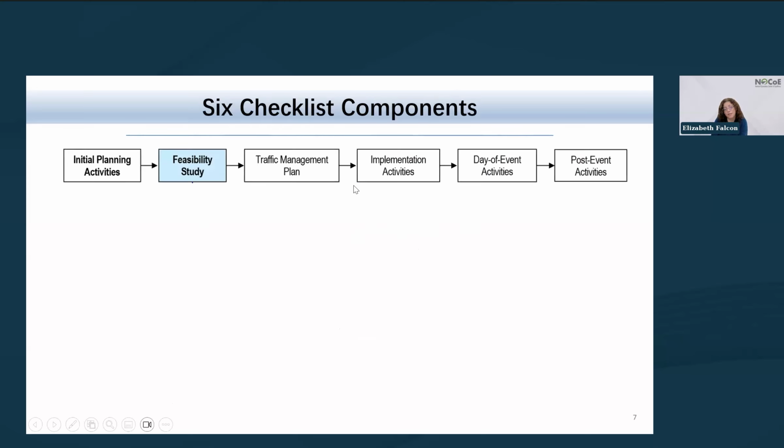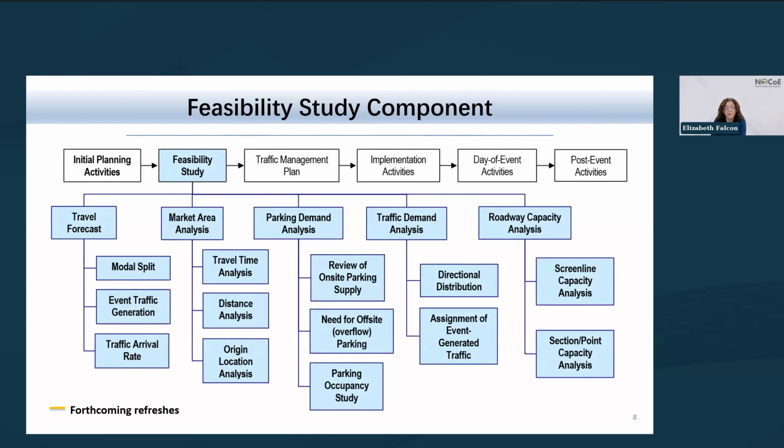There are 6 checklist components illustrated here. The level of effort expended within each component really depends on the size of your event and the level of institutional and documented historical knowledge you have regarding your event. Today's New Jersey presentation will focus more on the feasibility study component of the PSE checklist through the lens of the 2026 FIFA World Cup planning.